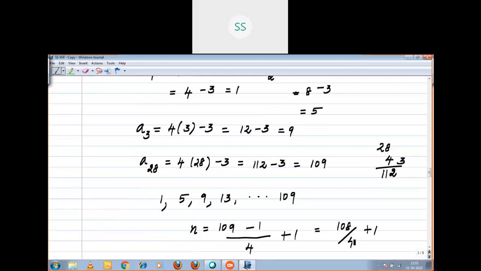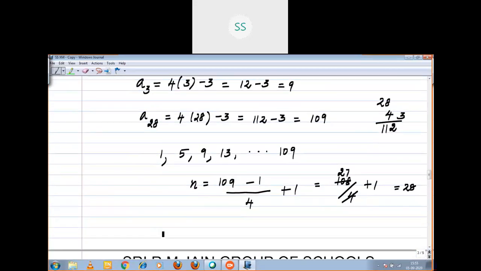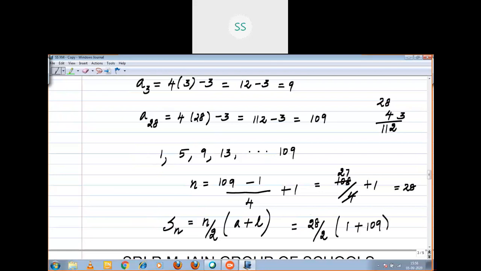Got it? Now you see, 4 sevens are 28, then 27 plus 1, which is equal to 28. Everything is there, right? n is there, L is there, a is there. So I gave you two formulas, right? What are the two formulas? Yeah, very good. n by 2 into (a plus L). Either you can use n by 2 into (2a plus (n minus 1) into d) also, right? Anything. Now, what is your n? 28 by 2. What is your a? 1. What is your L? We got 109.